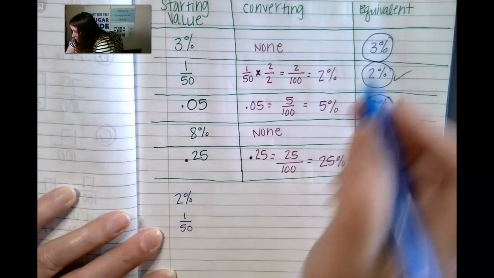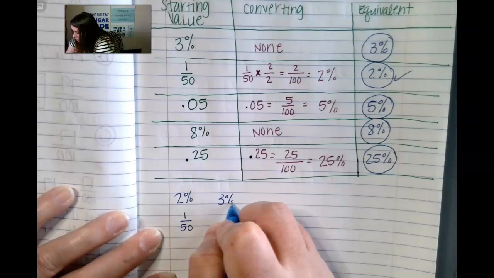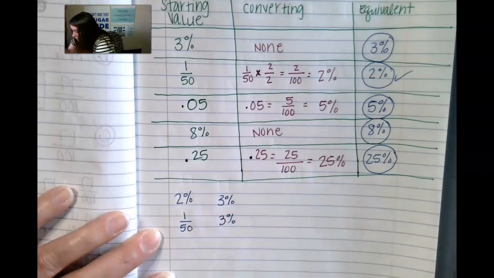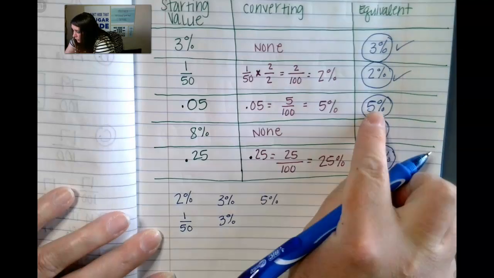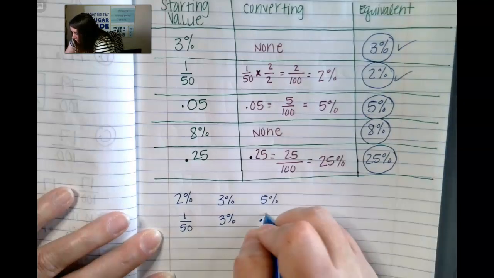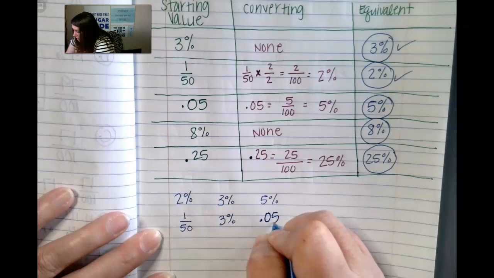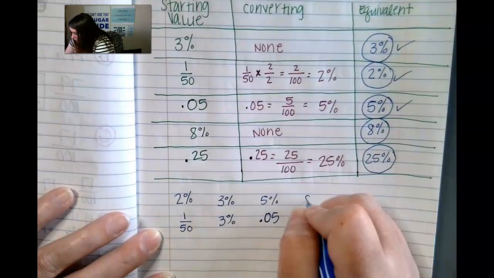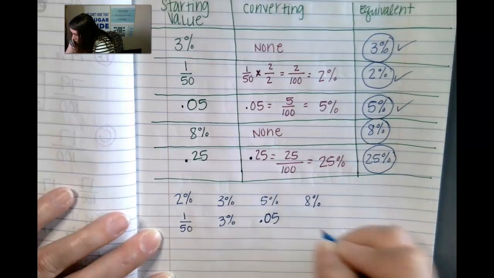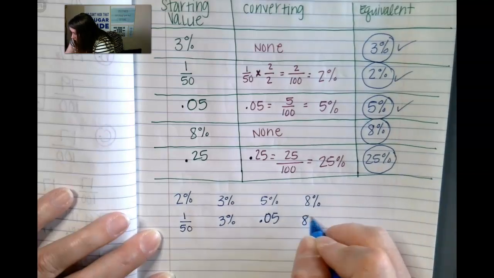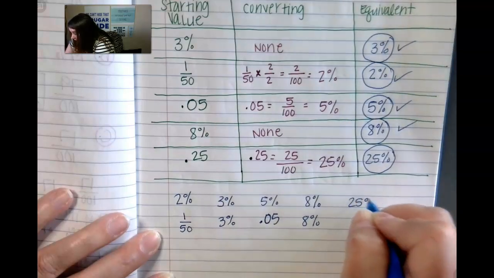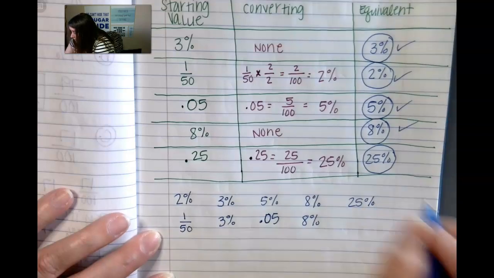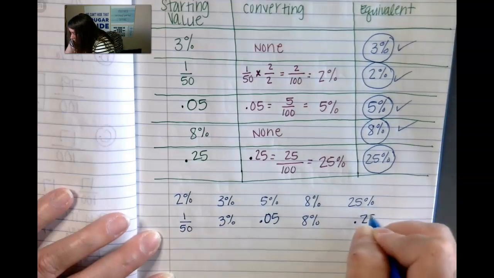Next smallest is 3%. And 3%, we started with 3%. Our next greatest is 5%. And when we had 5%, we started with 5 hundredths. Next was 8%. And that one we started with 8%. And last but not least, we had 25%. And we started with 25 hundredths.